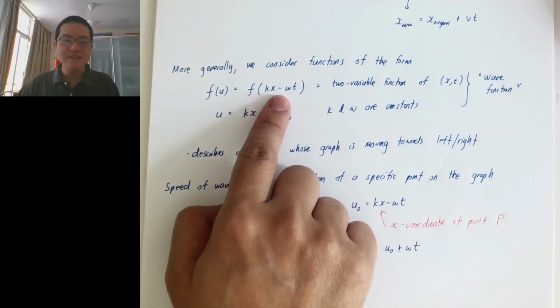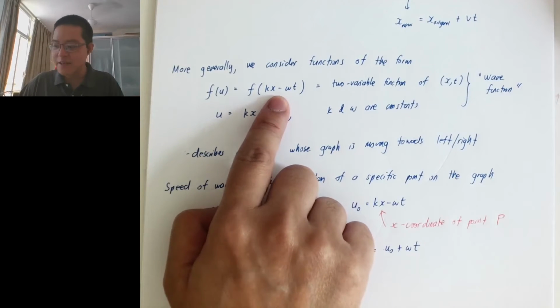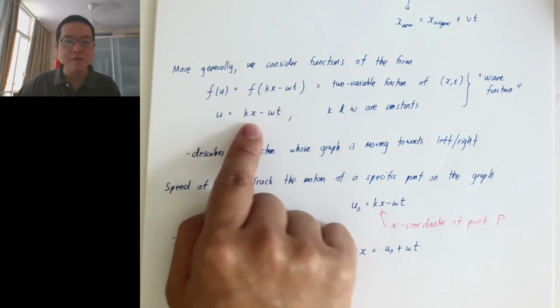So nothing. So kx minus omega t, right? And u is just a short form for writing all this.